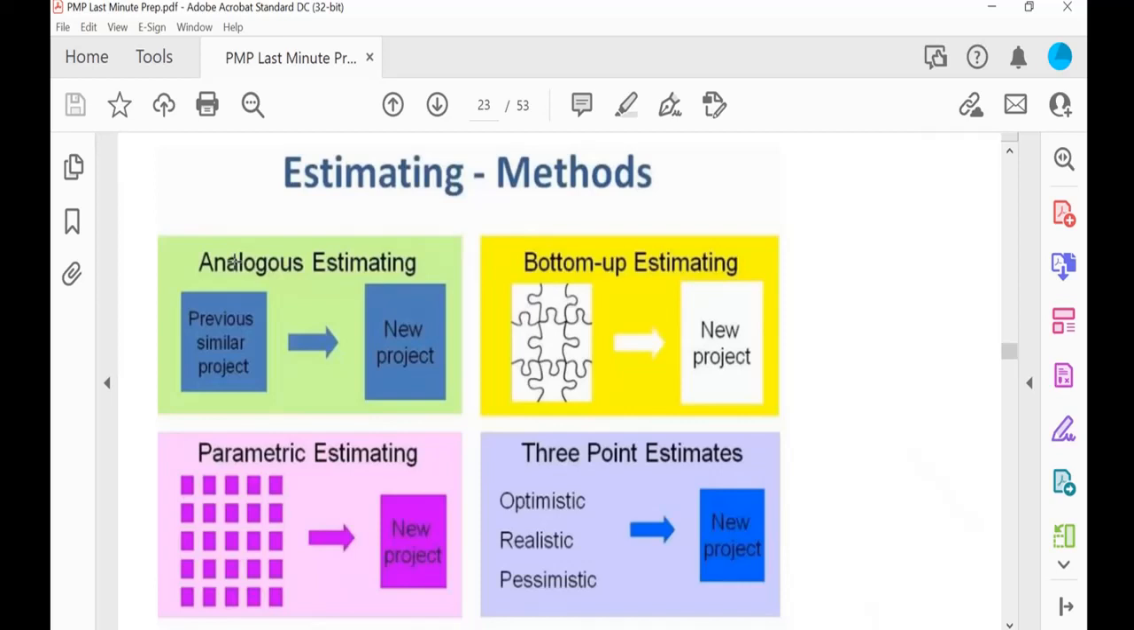For analogous, for example, one of my managers says, okay, I built a 5-story building, and I guess for your 6-story building, it will be this cost. He's assuming that the new project will be similar to the previous one, and based on that, he's guessing some budgetary estimation. If I'm building a 2-story building in Nashville, probably it will be the same price in another location in Nashville. It's kind of an assumed estimation. It's not the most accurate one.